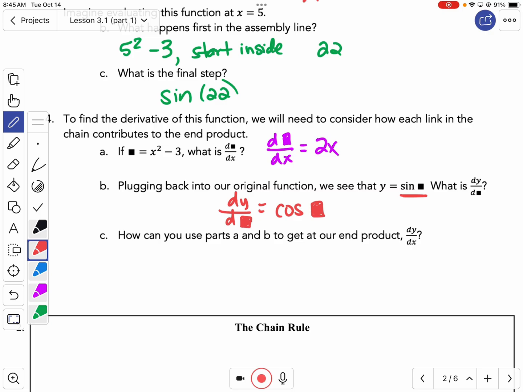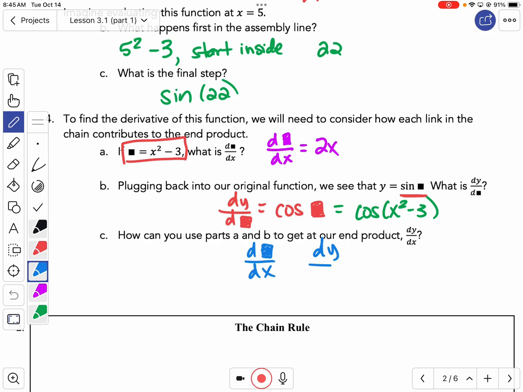But then what did we say the black box was defined as? X squared minus 3. Okay, so the black box is defined as x squared minus 3. So this is really cosine of x squared minus 3. So then how could we use our parts A and B to get our end product, which is dy dx? So the two pieces that we found were the derivative of the black box with respect to x and the derivative with respect to the black box of y. And I've got to find a way to use those to get dy dx.